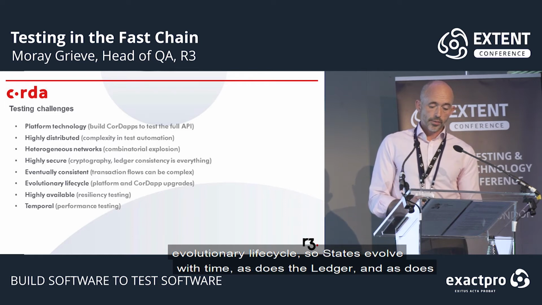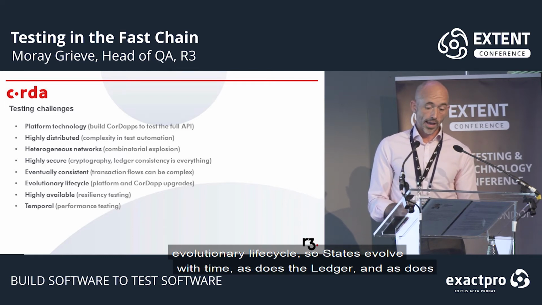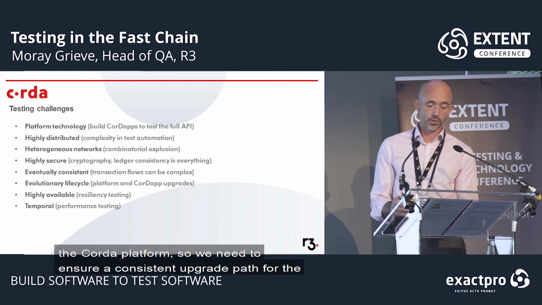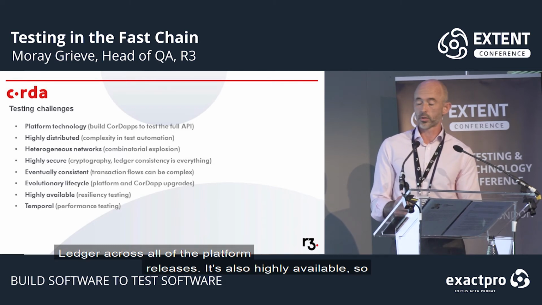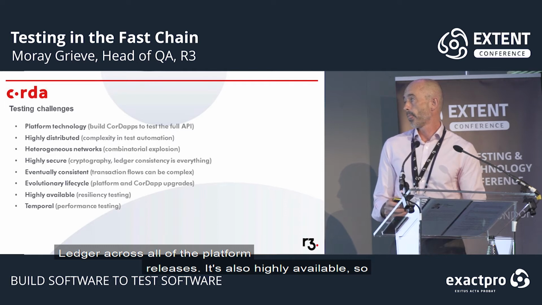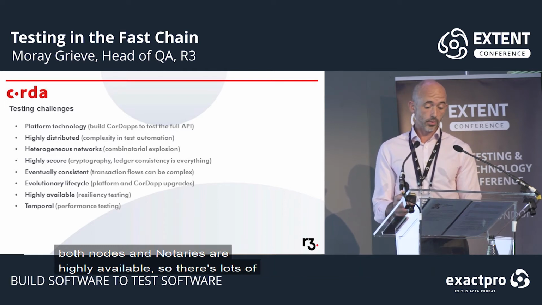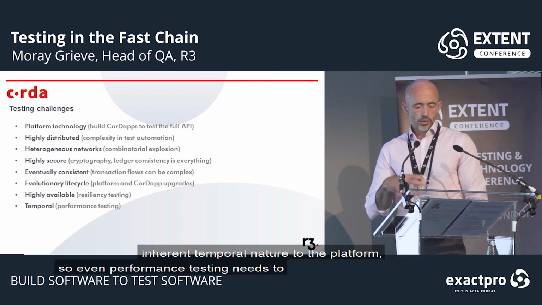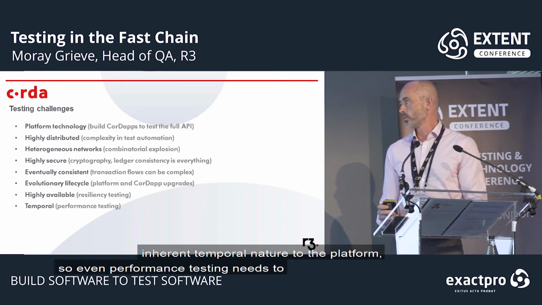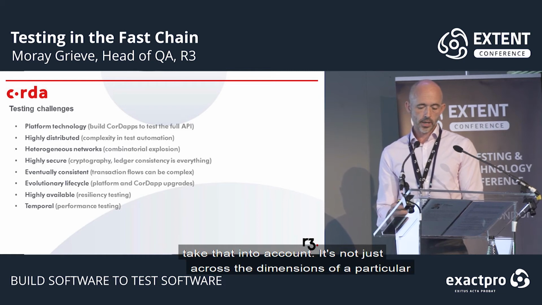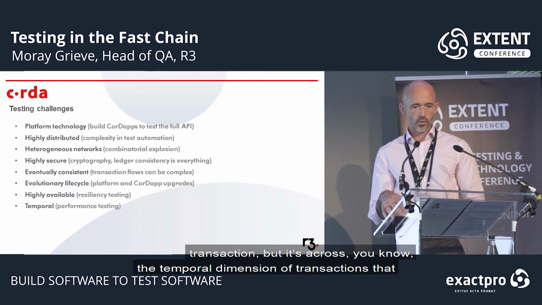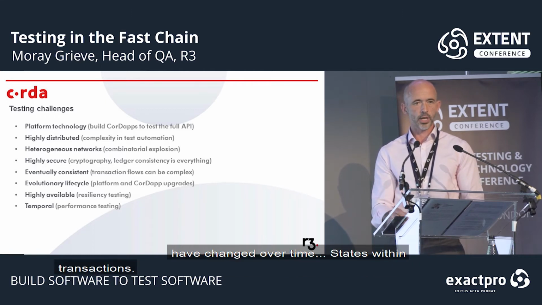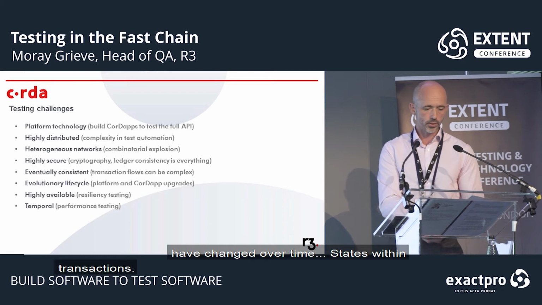There's also an evolutionary life cycle, so states evolve with time, as does the ledger and as does the Corda platform. So we need to ensure a consistent upgrade path for the ledger across all of the platform releases. It's also highly available, so both nodes and notaries are highly available. So lots of resiliency testing is required for these types of systems. And there's also an inherent temporal nature to the platform, so even performance testing needs to take that into account. It's not just across the dimensions of a particular transaction, but across a temporal dimension of transactions that have changed over time, or states within transactions.